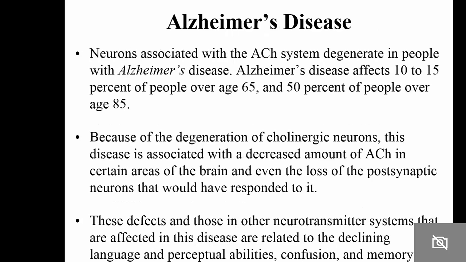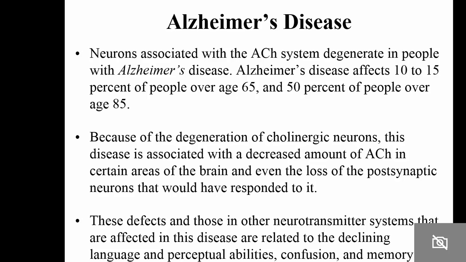Alzheimer's disease, another really interesting phenomenon. Neurons associated with the acetylcholine system degenerate in people with Alzheimer's disease. It's a very complex disease. It all happens between the ages of 65 and 85. It causes these neurofibrillary tangles, tau proteins, prion-like substances. These things are non-functional. Okay?